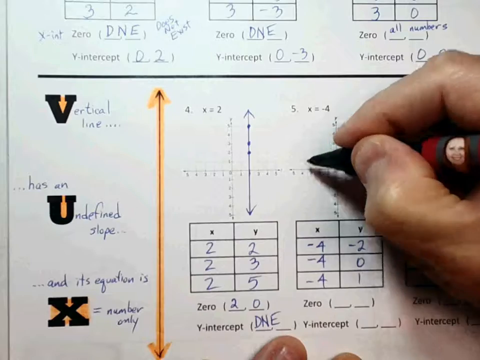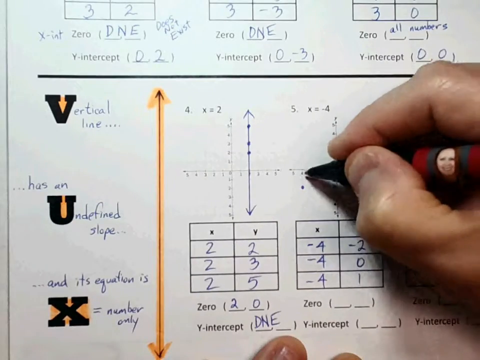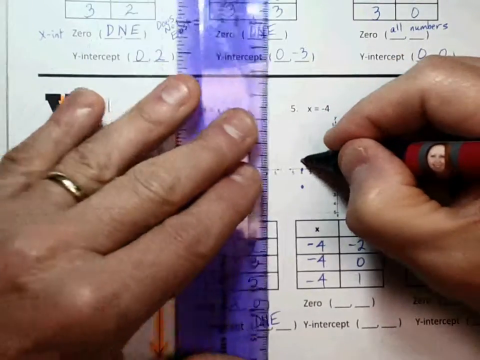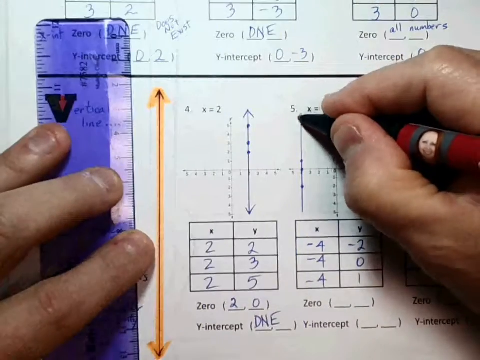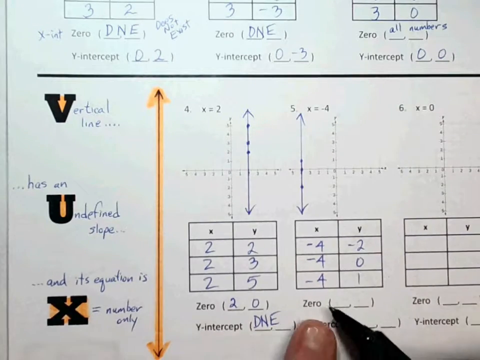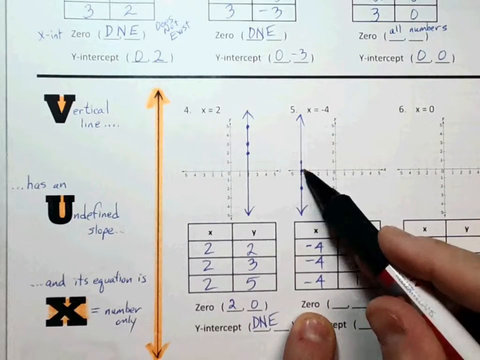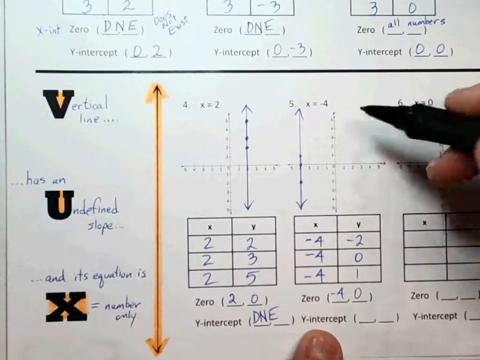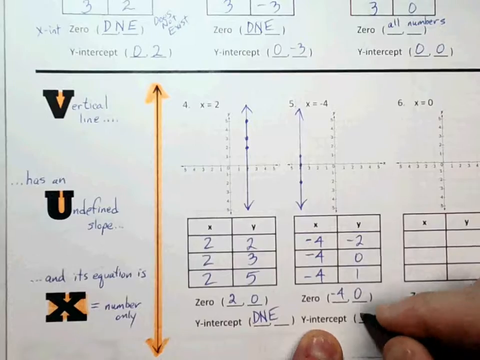When you plot these points, you're going to have a vertical line. All right, do I have a 0? Do I have an x-intercept? Yep. Crosses at -4. Do I have a y-intercept? Nope. Does not exist.